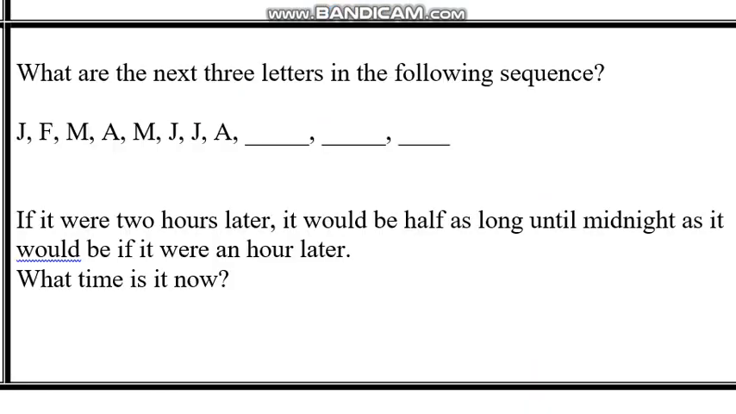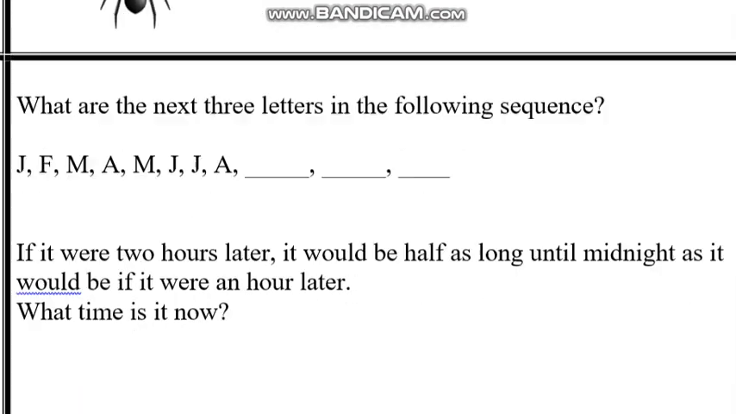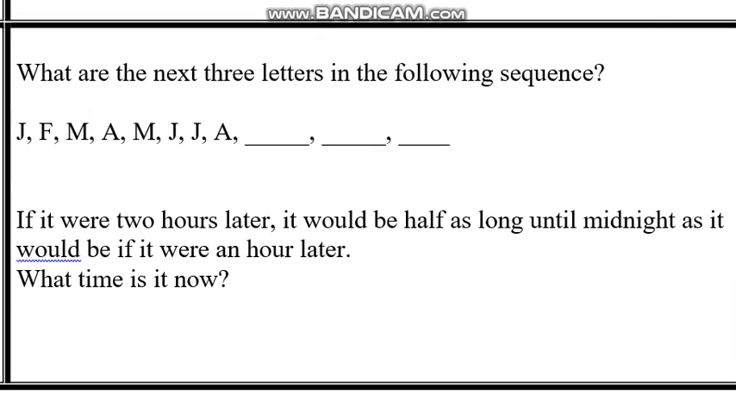All right, so these are a little bit of brain teasers. We're skipping this one because it's no longer Halloween. So what are the next three letters in the following sequence? You might have guessed that these letters stand for the months of the year: January, February, March, April, May, June, July, August. So what comes next? September, October, November. So that's what goes in the blanks.